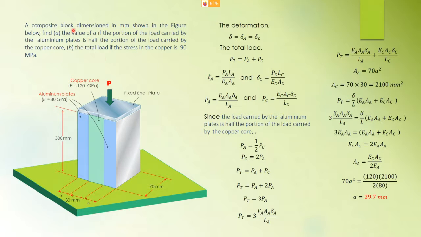Now, a composite block, dimension in millimeter, is shown in the figure below. Find A, the value of A. That means the thickness of this and the thickness of this here. So find the value of A, okay? Find the value of A if the portion of the load carried by the aluminum plates... Now this is a hint given here, so you have to take note, okay?